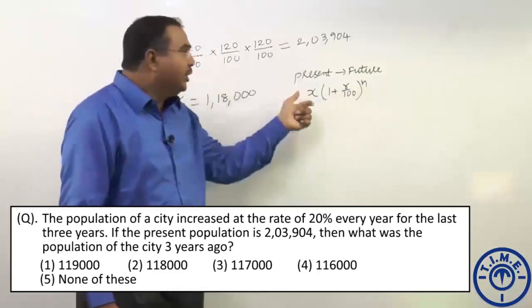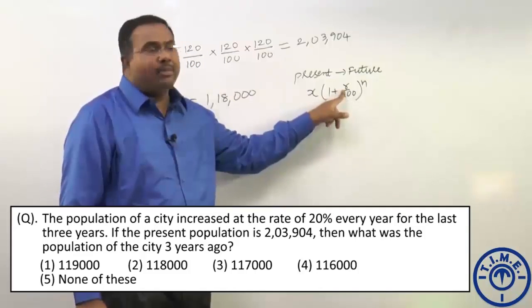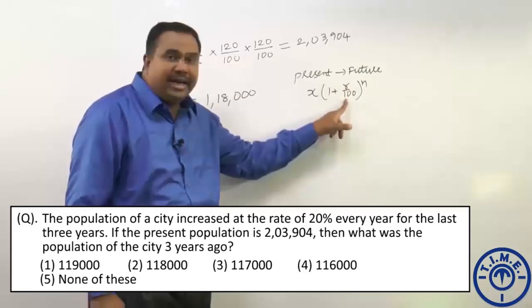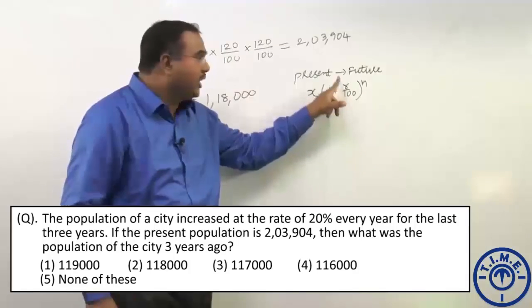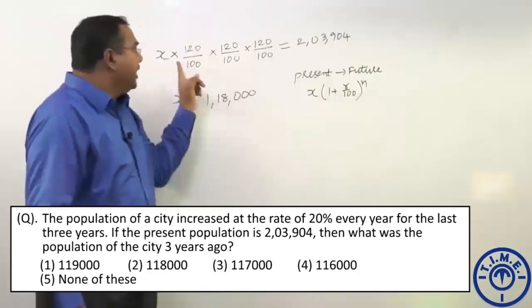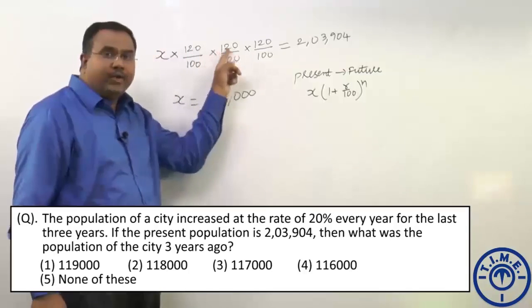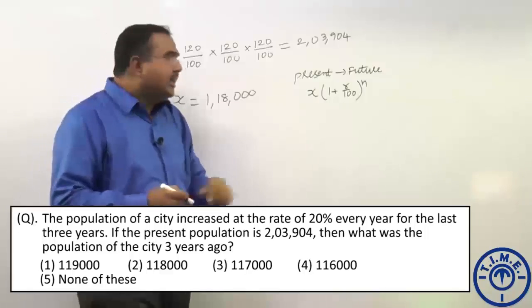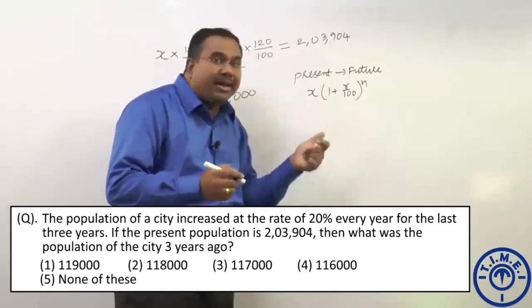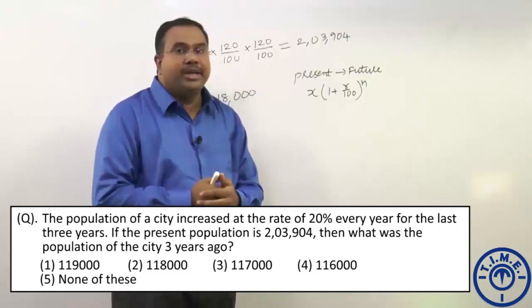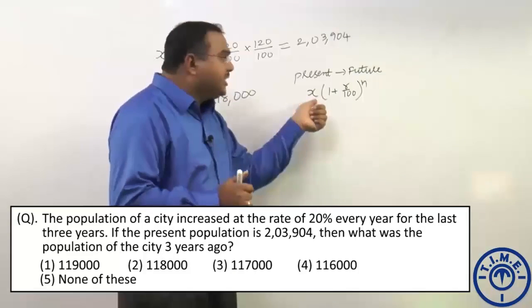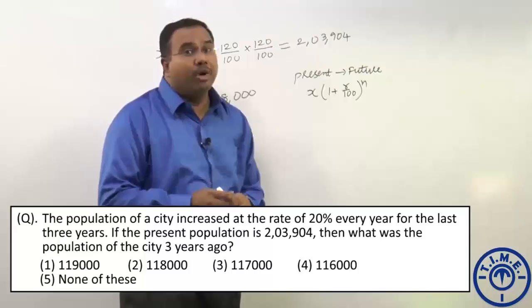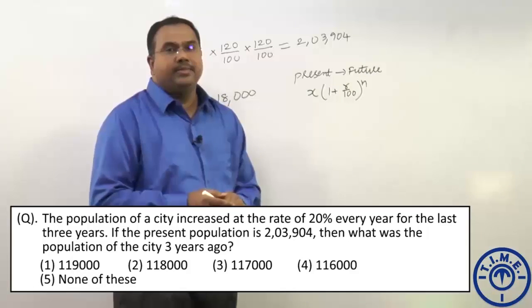Now, X into, each year it is increasing by 20%. So, it will be 120 by 100, I need to find out for 3 years. So, 120 by 100 whole cube. So, X into 120 by 100 into 120 by 100 into 120 by 100. Now, if you see here, this formula we will come across in simple interest and compound interest. If you remember, this is the formula to find out the amount under compound interest.